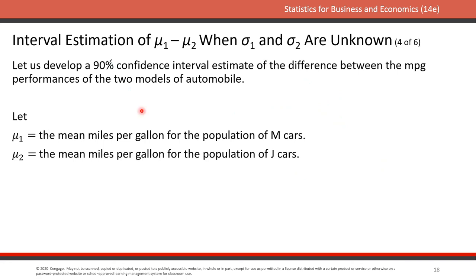So we want to create a 90% confidence interval for the difference between. We're going to use M for the first group and J for the second group. Again, if I were writing this, I might write mu sub M and mu sub J and X bar sub M and X bar sub J, just so I don't get confused. But in this case, we'll just keep it generic and have 1 be the M group and 2 be the J group. And again, it doesn't matter how you assign these. All that matters is that you keep it consistent.